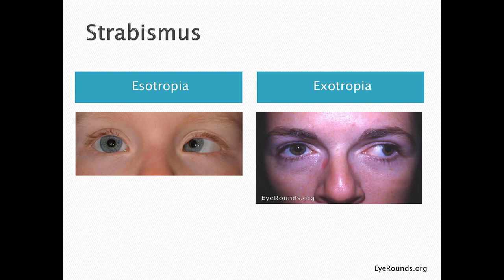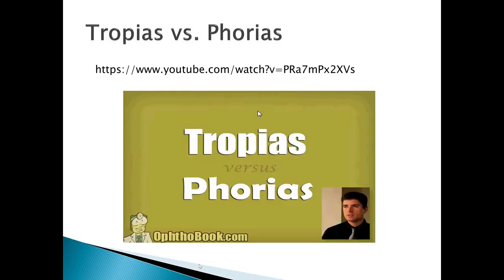Eso means that the eye turns inward. Here on the picture, this child's eye is turning inward. That's eso. And then there's exo, where the eye turns outward, which sometimes people call wall-eyed. You can also have hypertropia or hypotropia, so the eye can go up or down and it's permanently like that. If it's temporary, it's hyperphoria and hypophoria. So there are lots of different types of strabismus.